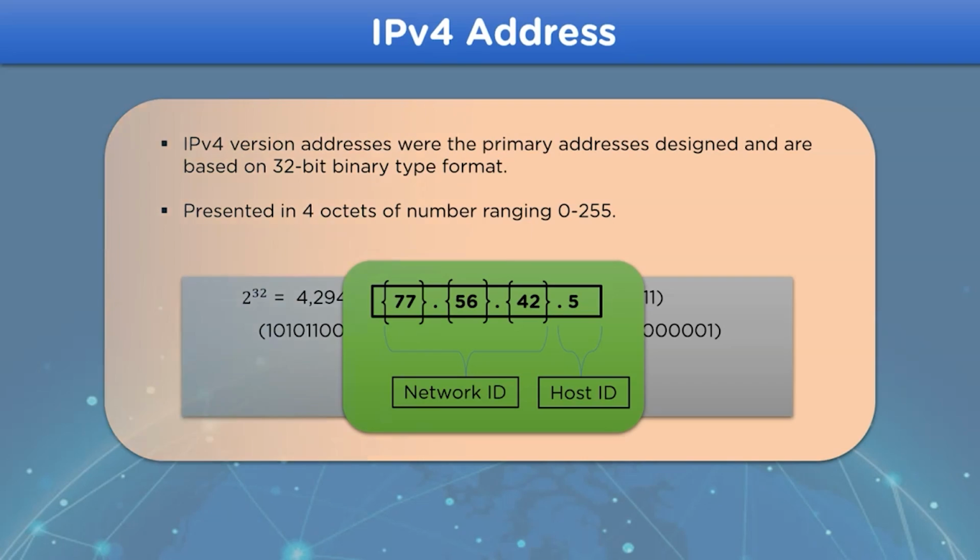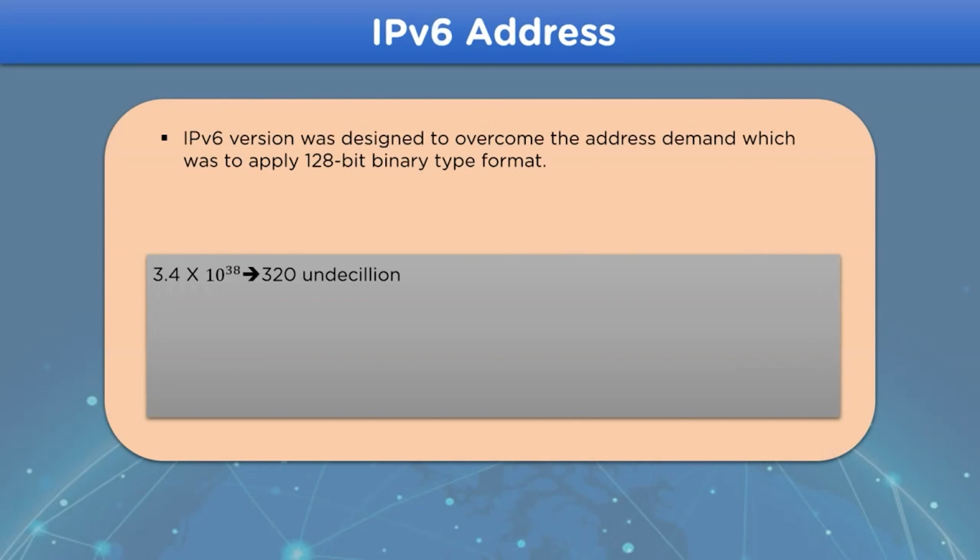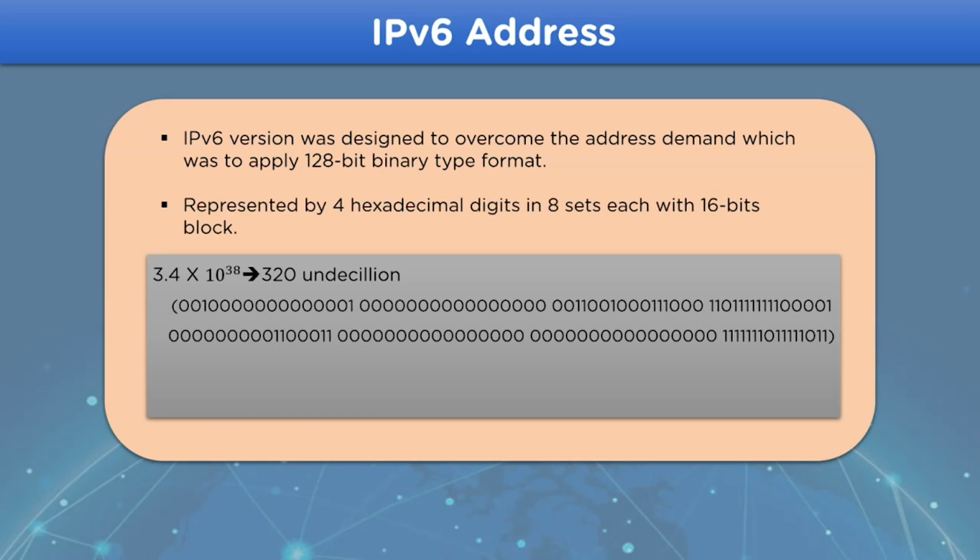Now let's move on to the IPv6 address type. With the rise in technology, IPv4 could not meet the requirements. So the need for IPv6 arose, based on a 128-bit address size, which is sufficient for a long time, approximately 320 undecillion. This type of IPv6 address is designed with 8 sets of 4 hexadecimal digits, with each block containing 16 bits separated by a colon.